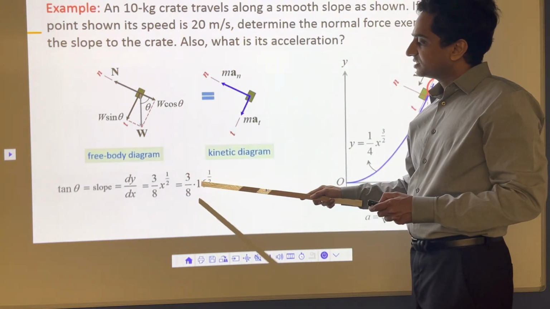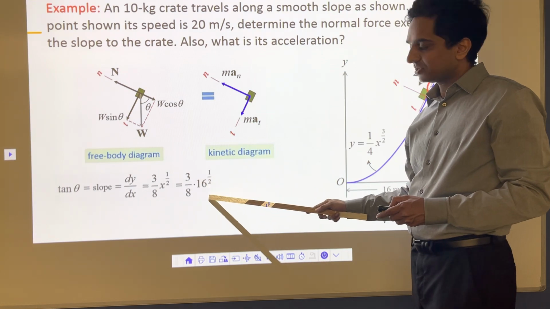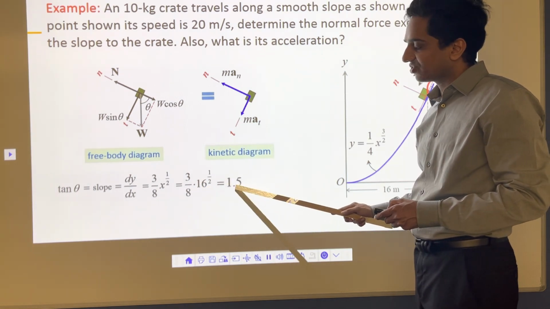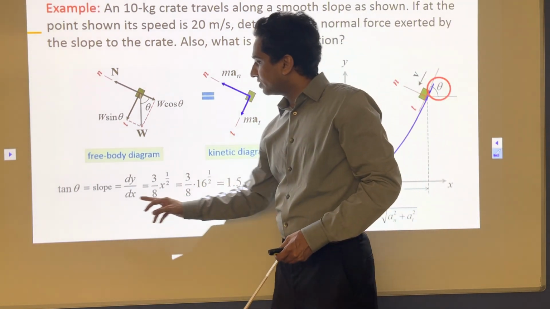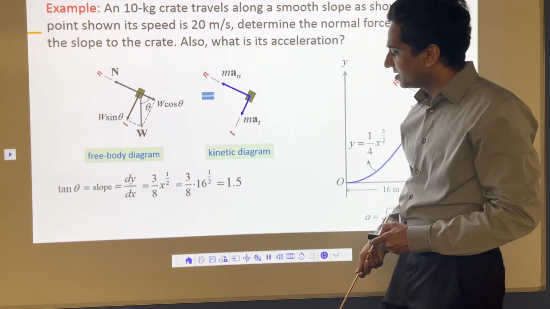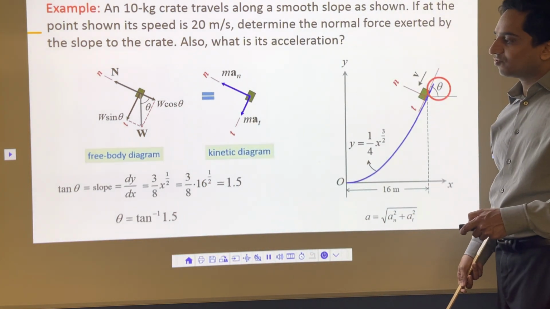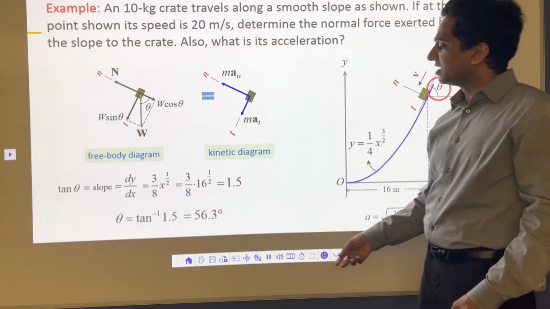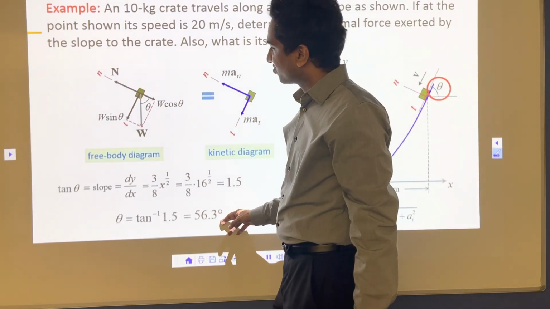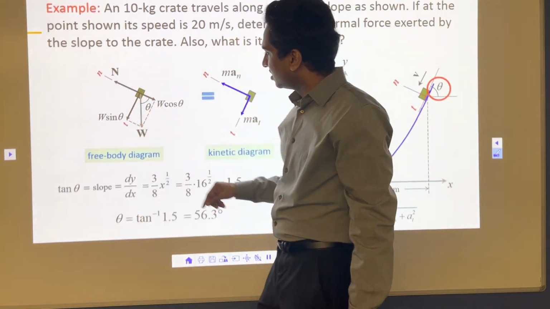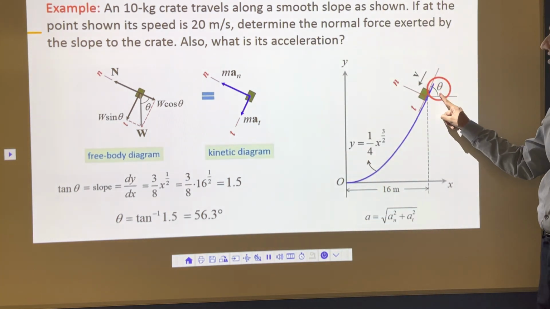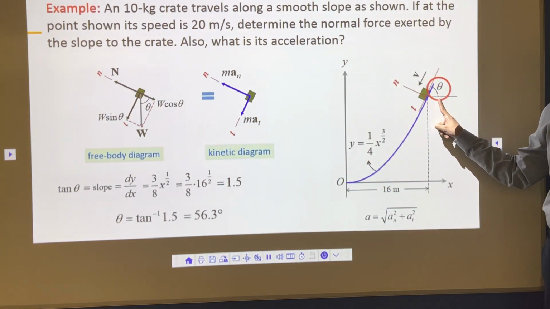3 by 8, 16^(1/2), that's the tan inverse. This is the number. I'm going to solve this one, it is 1.5. So tan inverse of 1.5 is theta. So I'm going to write that down. Tan inverse of 1.5 is theta. And then the angle will get 56.3 degrees. So this angle, or particularly this angle, is 56.3 degrees.